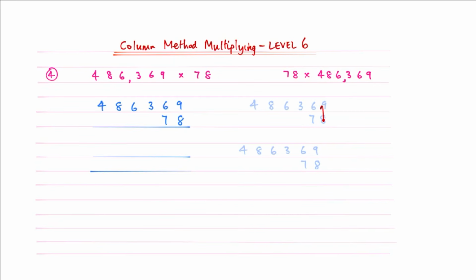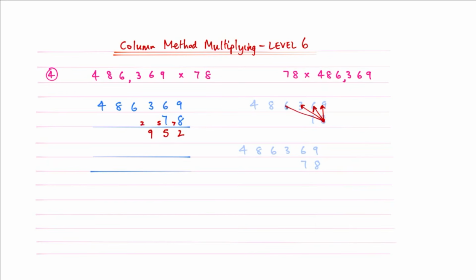Right, so 8 times 9. So let's do our row. So 8 times 9 is 72. Okay, then we move along to this one. So 6 times 8 is 48. Add that 7, so that becomes 55. So we'll write a 5 there. Now we've got 3 times 8 is 24. Add that 5, that becomes 29.